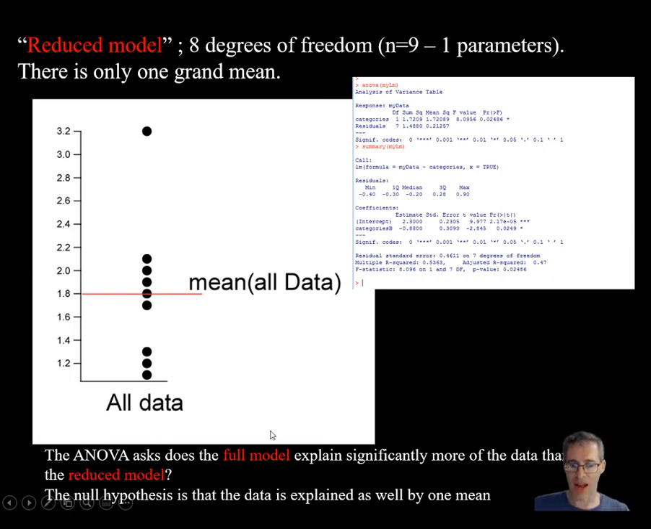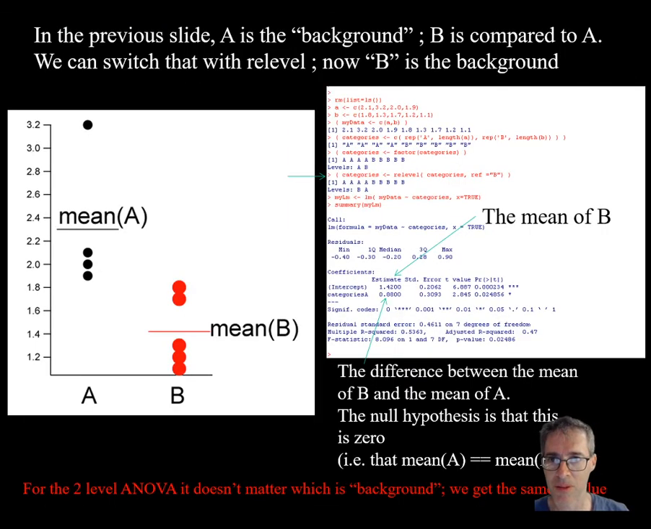And so the ANOVA asks, does the full model explain significantly more of the data than does the reduced model? And the null hypothesis is that the data is explained just as well by a model with one mean.